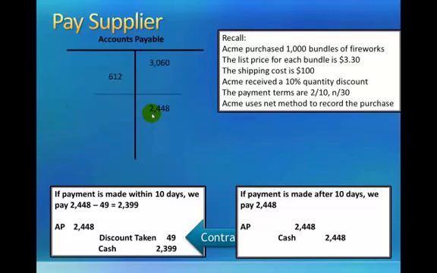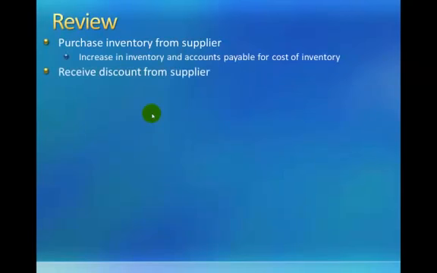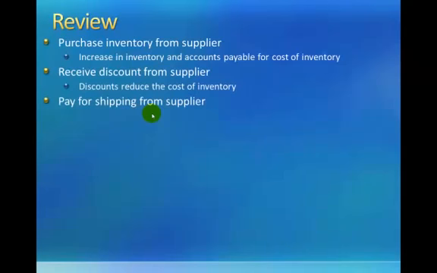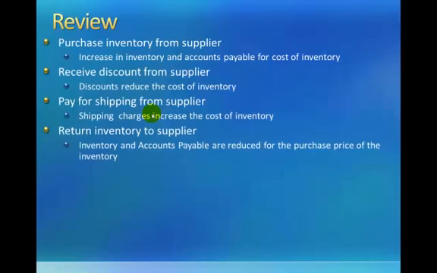Now let's review. When we purchase inventory from the supplier, we increase inventory and accounts payable for the cost of inventory. When we receive a discount from the supplier, the discount reduces the cost of inventory and it reduces accounts payable. When we pay for shipping from the supplier, the shipping charges increases the cost of inventory as well as accounts payable.